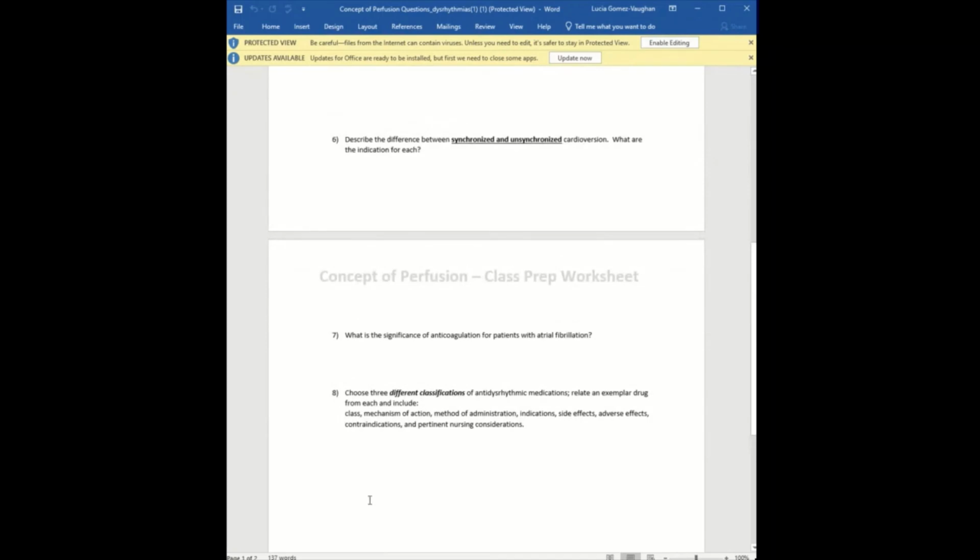Synchronized versus unsynchronized cardioversion. Synchronized, it's going to synchronize with the R on the QRS complex, and it's going to be 50 to 100 joules. In unsynchronized, the shocks are greater at 120 to 200 joules, and they fall random on the cardiac cycle.